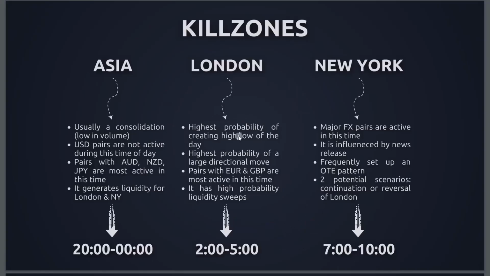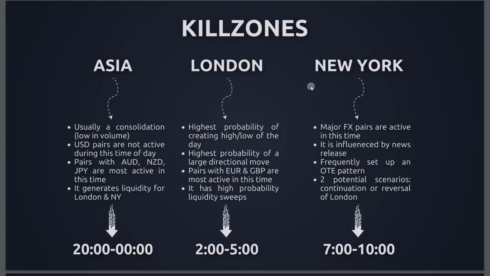So basically, most of the time a high or the low of the day will be created in London. It has the highest probability of a large directional move. This directional move or this trending move or this rallying up or going down is going to happen after the manipulation. Pairs with Euro and Pound are most active in this time. Some USD pairs are also active in this time. And also it has high probability liquidity sweeps. And that's based on my experience. That's how I find, if I compare London to New York, London has much more liquidity sweeps. It goes from 2 a.m. to 5 a.m. And all of those times are always Eastern time or New York time zone.